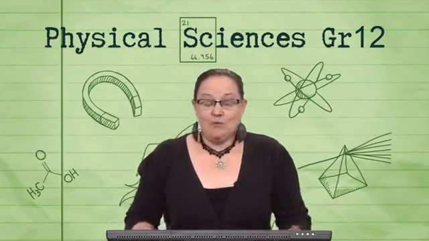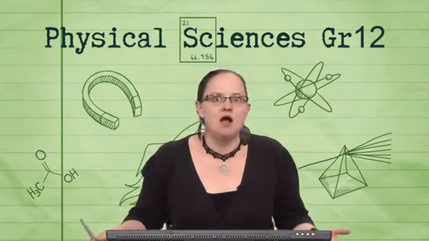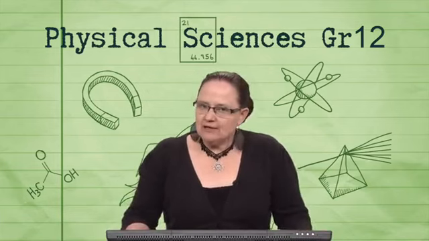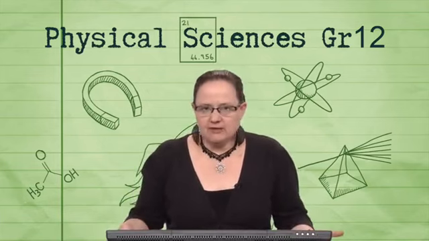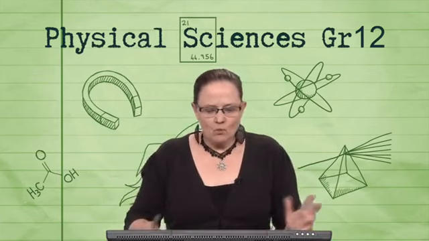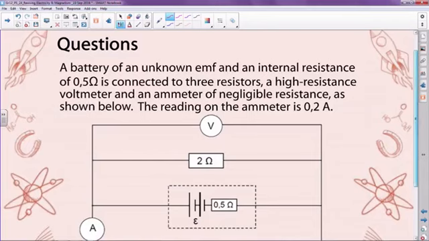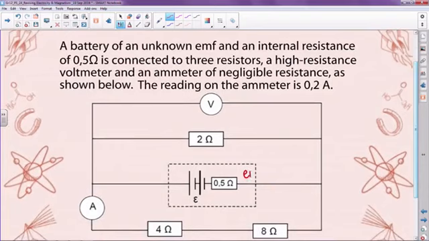Okay, grade 12s. Now we tackle the section that either you love or you don't love, and I love circuits. The reason why I like circuits is because they follow the rules all the time, and it's just about thinking clearly. So what we have here is a battery of an unknown EMF. Not always great, but let's go with it. We have an EMF, we don't know what it is, an internal resistance of 0.5 ohms, connected to 3 resistors, a high resistance voltmeter, an ammeter, and the reading on the ammeter is 0.2 amps.